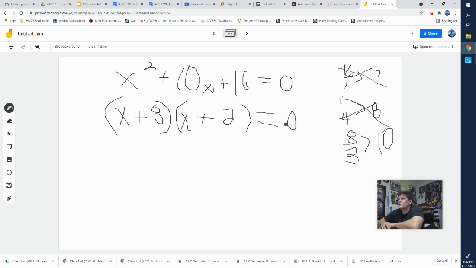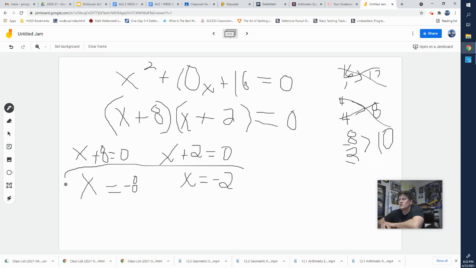Now I've got it factored, equal to 0. I could take each factor, set it equal to 0, and then solve. So x plus 8 equals 0, and x plus 2 equals 0. Get rid of that plus 8 by subtracting. 0 minus 8 is negative 8. Get rid of that plus 2 by subtracting. 0 minus 2 becomes negative 2. And there's my two answers.